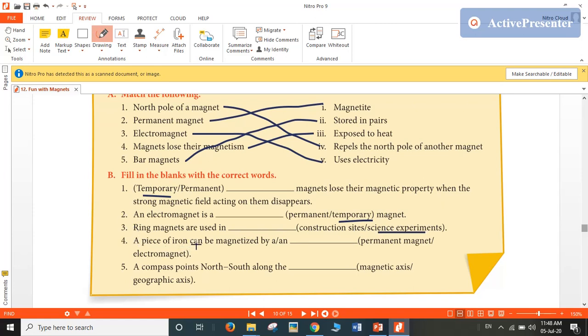A piece of iron can be magnetized by a permanent magnet, because an electromagnet is already a magnet, it is not electricity. So if you want to magnetize a piece of iron, either you would use a permanent magnet or you would use electricity. Electricity would make it an electromagnet, but with a permanent magnet, you keep stroking it and it becomes a temporary magnet. So a piece of iron can be magnetized by using permanent magnet.